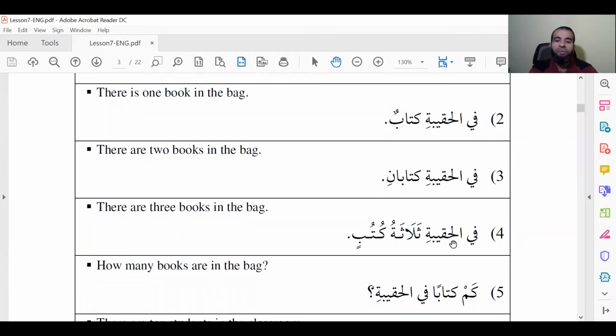4. في الحقيبة 3 كتب. If we don't use ثلاثة, it would be في الحقيبة كتب, books. We don't know how many exactly. Maybe 3, 4, 5, 6. So we say 3 كتب, or 4 كتب, or 5 كتب. So كتب here is the plural of كتاب. كتاب, كتب.